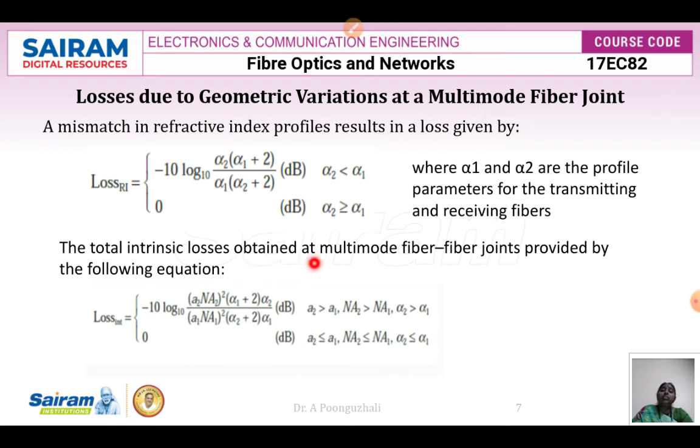And next is your total intrinsic loss. The total intrinsic loss that is going to be obtained at multimode fiber to fiber joints is provided by this equation: minus 10 log to the base 10 of ((A2 into Na2) the whole square into alpha 1 plus 2 into alpha 2) divided by ((A1 Na1) the whole square into alpha 2 plus 2 into alpha 1) decibels, where A2 is greater than A1, Na2 is greater than Na1, and alpha 2 is greater than alpha 1. If this condition is not met, the intrinsic loss is going to be 0 decibels.